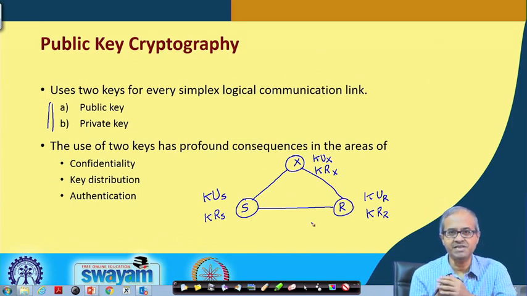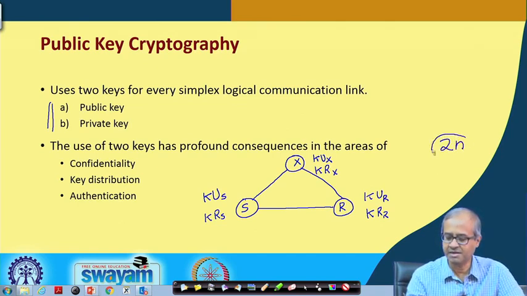The first thing you see is that the number of keys is getting drastically reduced here. If there are n number of parties, there will be only 2n different keys. In the earlier case we discussed, there were n into n minus 1 by 2 keys, which was close to n square by 2, quite large.